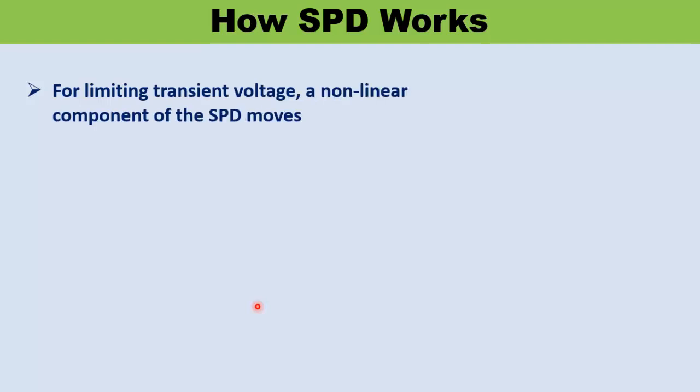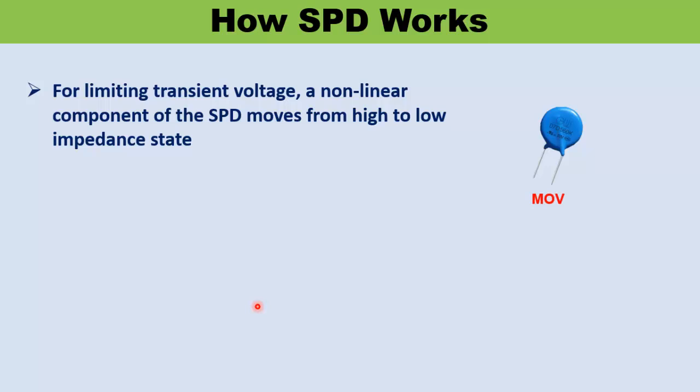Now let's look at how does SPD works. For limiting transient voltage created during power surge or power spike, a nonlinear component of the SPD moves from high to low impedance state. The component can be metal oxide varistor MOV, or transient voltage suppression diode, etc.